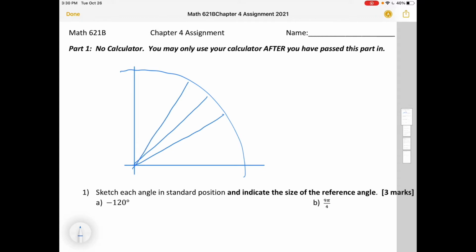So I'm going to write my angles that are important. 0 degrees is 0 radians. 30 degrees is pi over 6 radians. 45 degrees is pi over 4 radians. 60 degrees is pi over 3 radians. And 90 degrees is pi over 2 radians. And that's because 180 degrees is pi radians.